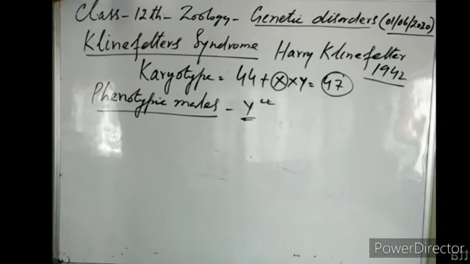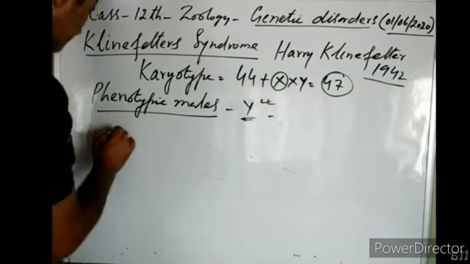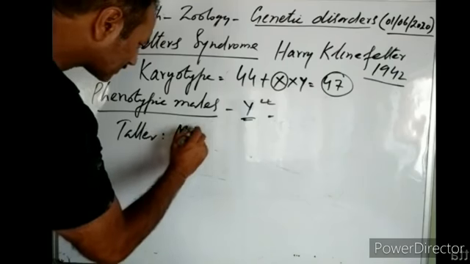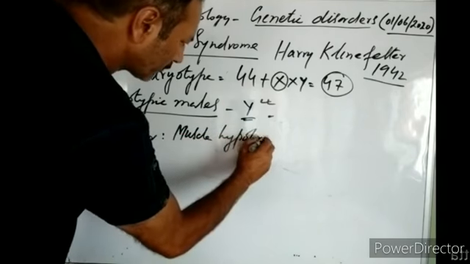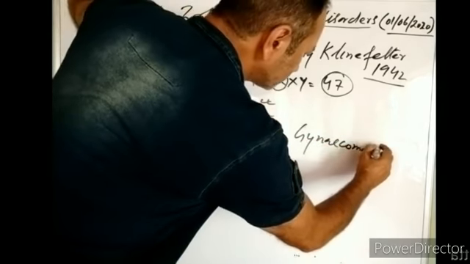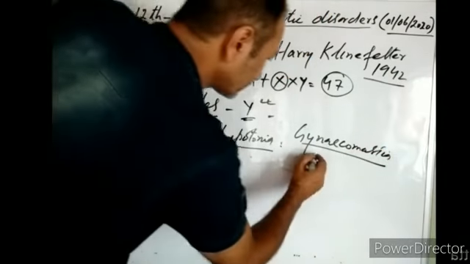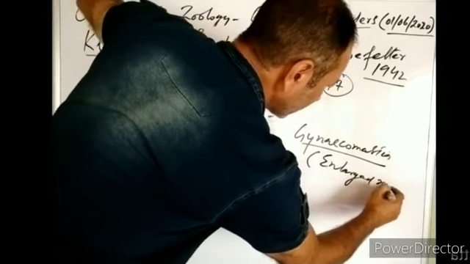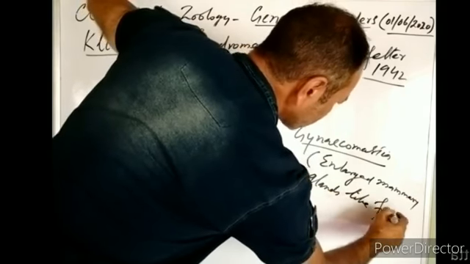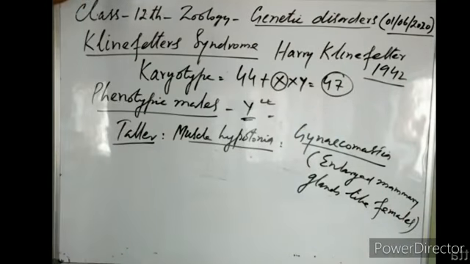But these males are not normal. They suffer from some disorder. These males are taller. They suffer from muscle hypotonia, they have weak muscles. They suffer from gynecomastia, they have enlarged mammary glands, like females. So they are phenotypic males, but they are taller, lean and thin. They have muscle hypotonia, their body muscles are weak, and they develop gynecomastia, enlarged mammary glands like females.